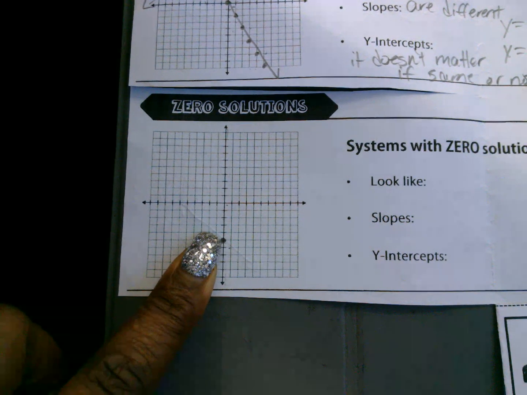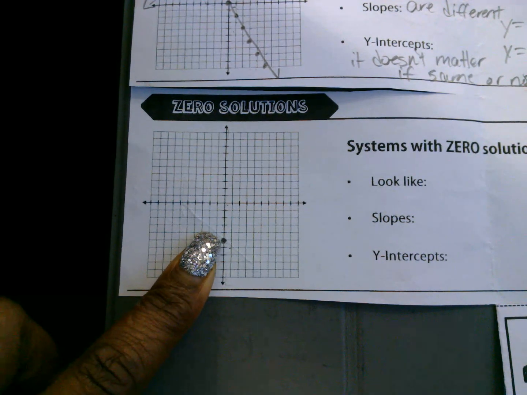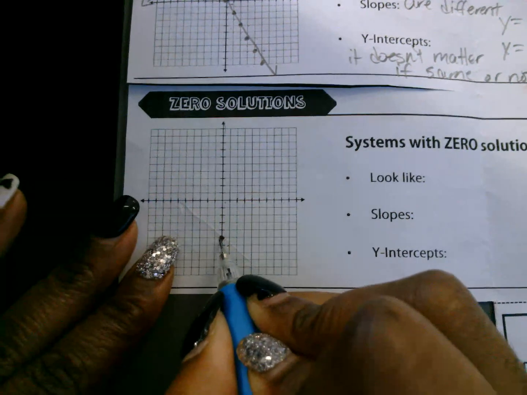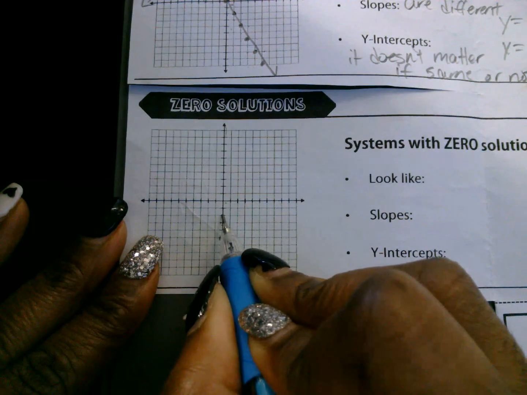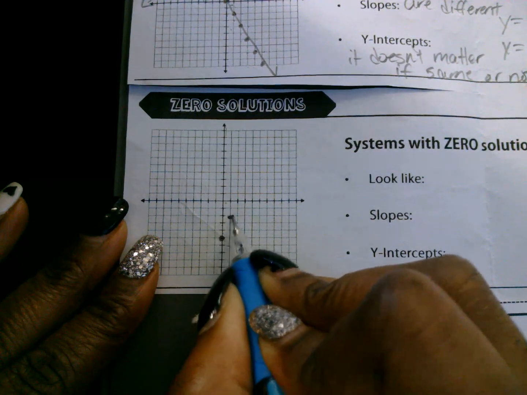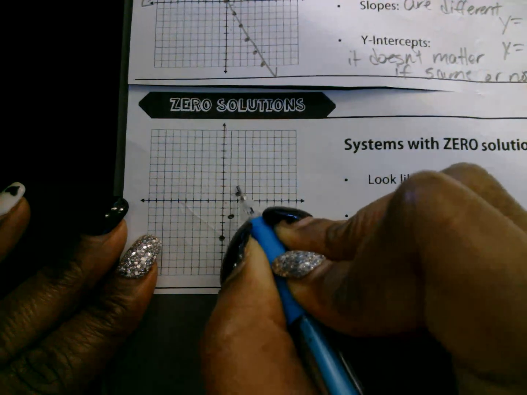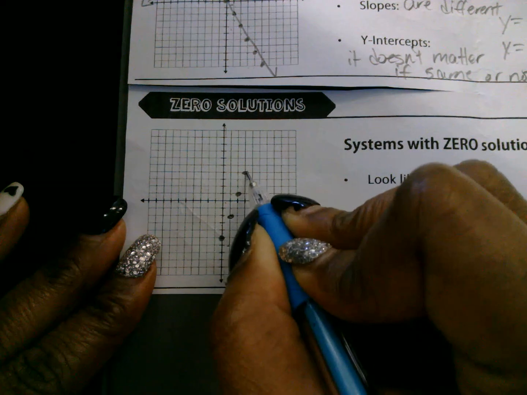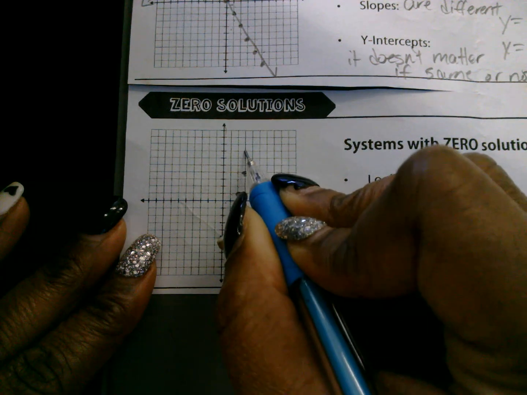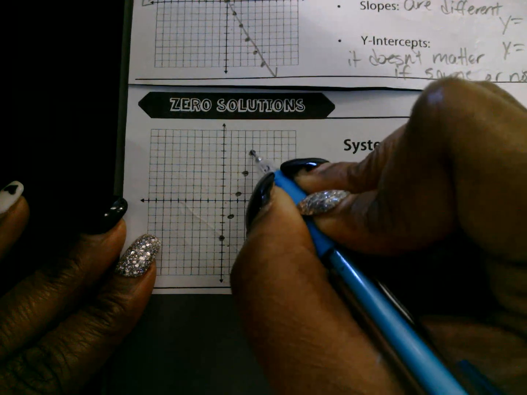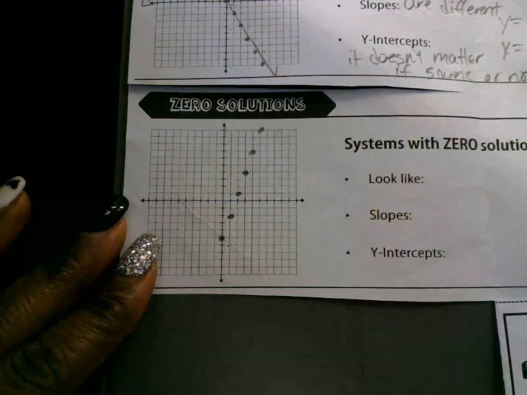Now we're going to use rise over run to put points on the line. Your rise is positive 3, so we're going to go up 3. Your run is positive 1, so we're going to go to the right 1. Up 3 and to the right 1. So we leave here and go up 1, 2, 3, to the right 1, and repeat that again and again.